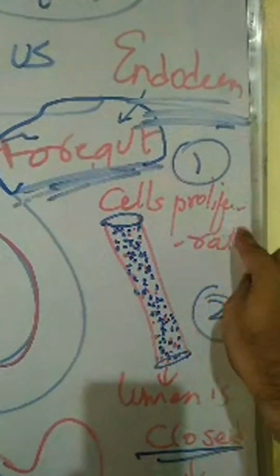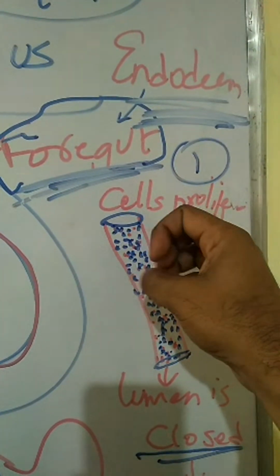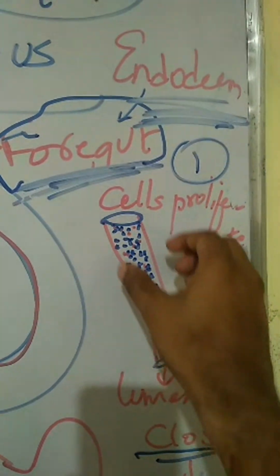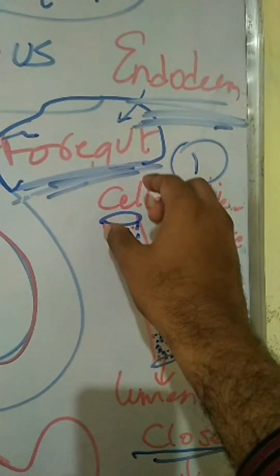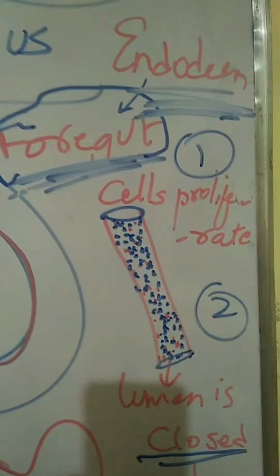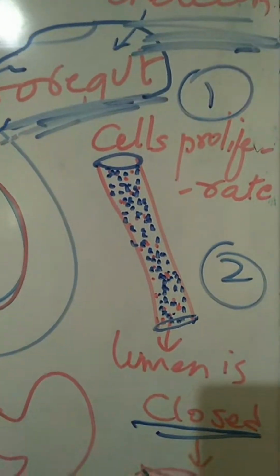The cells will rapidly proliferate, meaning rapidly undergo mitosis, to fill up the lumen. So the esophagus is like a cucumber, a solid portion. This is the first stage, where the endodermal cells rapidly proliferate to completely obstruct the lumen of the esophagus.